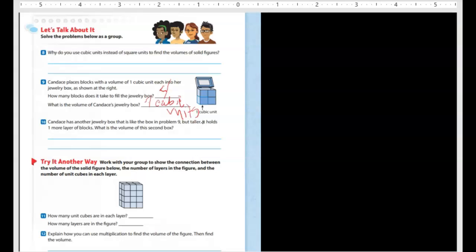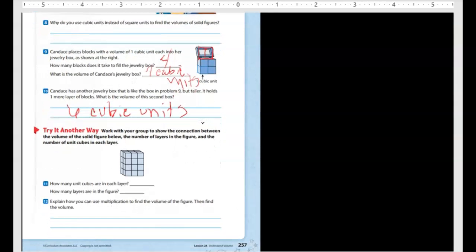Okay, Candace has another jewelry box that is like the box in problem 9, but it's taller. It holds 1 more layer. So if this one had 4 in it, now what does the new one have in it? It holds one more layer. What is the volume? 6 cubic units. All right. And the last one, I want you to do this one on your own, then turn the video back on and see how you did.